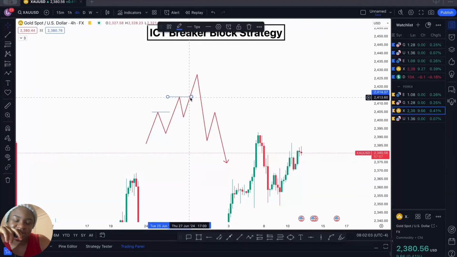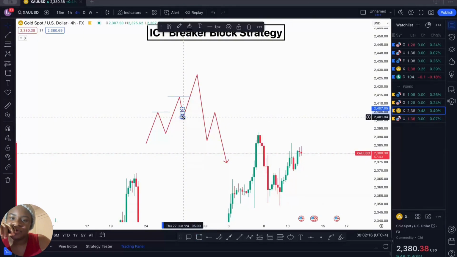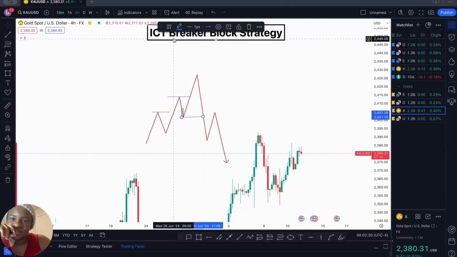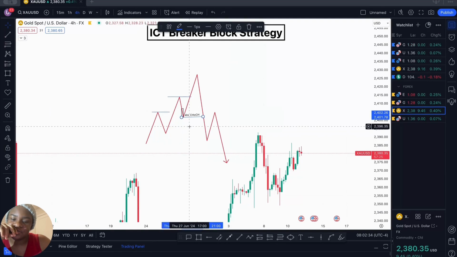There is a saying that a market can have a change of character, but that does not guarantee that there is a breaker block, in the sense that there is a candle here, a last bearish candle before this impulse move, when the market is changing trend to a bearish momentum. Market breaks this low here as a change of character. Can you see it? I'm using the 4 hour time frame. Market breaks there as a change of character.